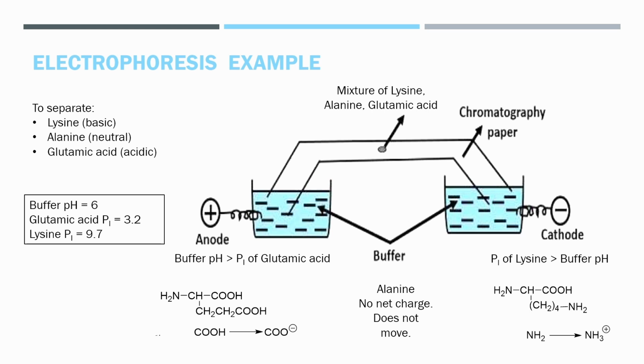Now, we can also understand which amino acid would move to which electrode on the basis of the isoelectric point as well. Here we have taken the buffer pH as 6. If the pH of the buffer is greater than the isoelectric point of the amino acid, it means it would migrate towards the anode. And similarly, if the isoelectric point is greater than the buffer pH, as in the case of lysine, it would get attracted to the cathode. So this is how we use electrophoresis to separate a mixture of amino acids.